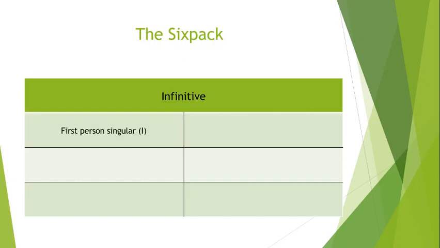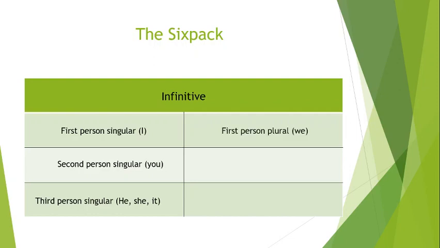So in the first row, first column, we see first person singular, which is I in English. And then we have second person singular, you, so just you as one person. And then we have third person singular, which is he or she or it, right? Then we get to first person plural, which is we. And then second person plural, you guys, you plural, or y'all. And then finally, third person plural, they, right?